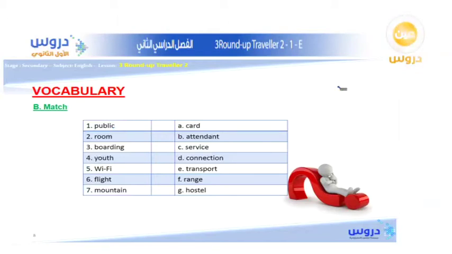Number one is public. This is the answer for all. Here we have public what? Transport. Public transport. Number two, room. The answer is room service. Number three is boarding. Boarding pass. Number four, youth. It goes directly with hostel. Wi-Fi goes directly here with connection. Flight goes directly with attendant. The last one is mountain, goes with range. Mountain range is a lot of mountains.